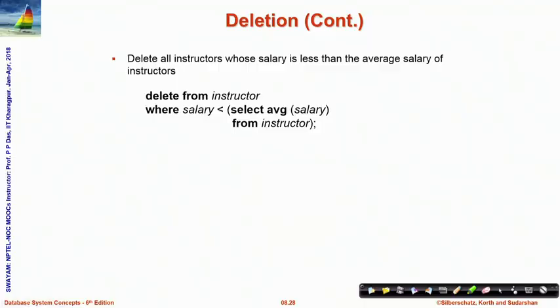Delete all instructors whose salary is less than the average salary of instructors. So, you compute the subquery which computes the average salary, check if the salary is less than the average salary and delete that. Sounds straightforward, but just wait a while. Did we do the right thing?